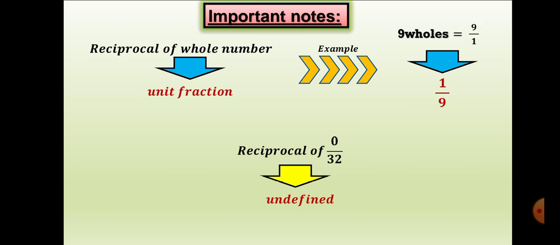And the reciprocal of a whole number is a unit fraction. For example, I have 9 wholes, that makes 9 over 1. Now if I change it into its reciprocal, I get 1 over 9, so it's a unit fraction.